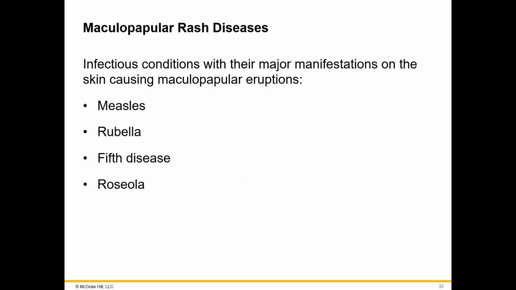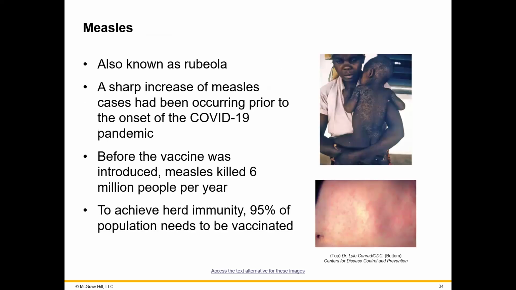All right, so maculopapular rash diseases. These will have some darkening of the skin, but also potential papules as well, so raised lesions. They include measles, rubella, fifth disease, and roseola. We know about measles. We've heard about measles. Measles is considered in our skin disease category, but it can lead to other effects besides that.